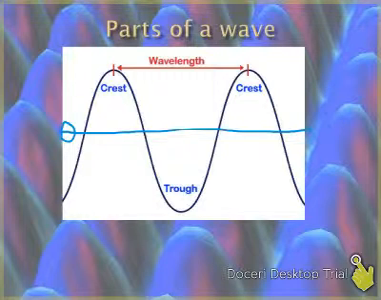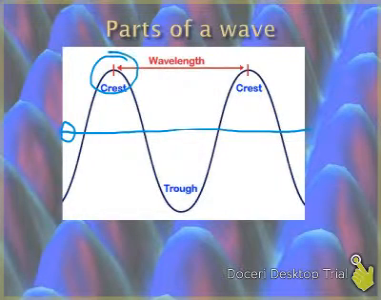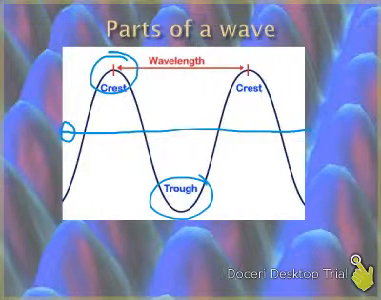Up at the top, we have something called our crest. That's the highest possible point. Down here at the bottom, we have something called the trough. This is as low as it goes. Again, in a perfect world, the wave should hit the crest and the trough at the same point every single time. And between crest and crest, we have something called our wavelength. So how much distance is between crest and crest?